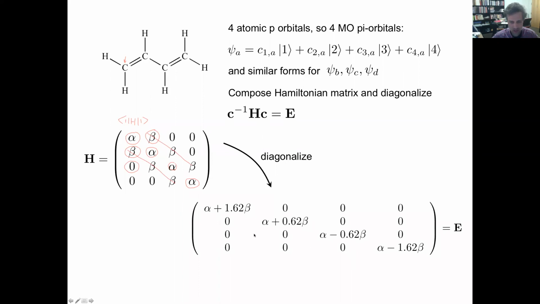So what are these values that we find? Well, we find alpha plus a number, 1.62 times beta, alpha plus a number which is looking very similar, but this is actually 0.62 beta, and then alpha minus 0.62 beta, and then the last one is alpha minus 1.62 beta. So I find 4 values of the energies. These are the energies of the molecular orbital states. So I found now my molecular orbital states and their energies.